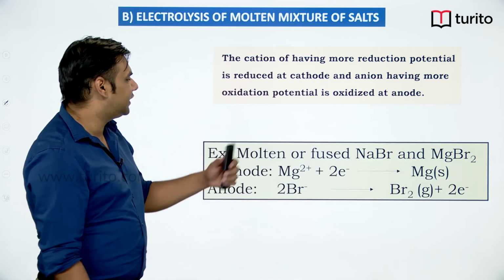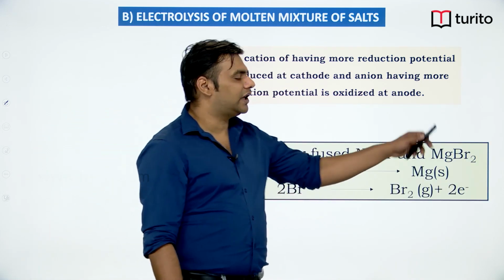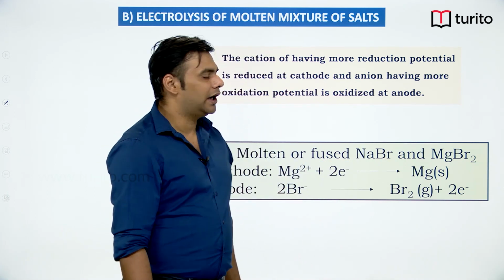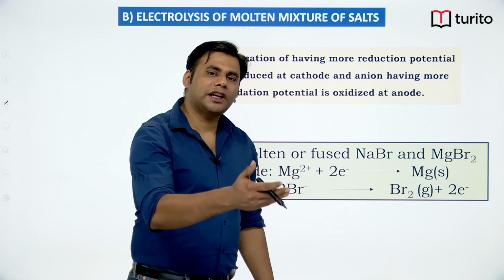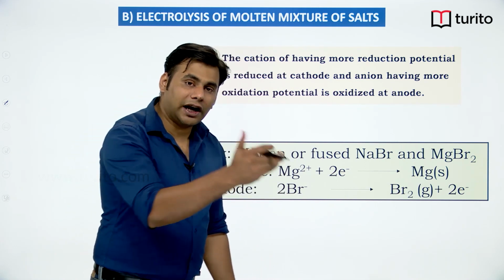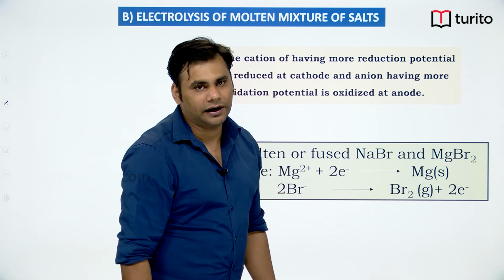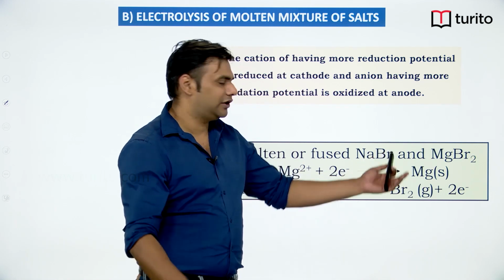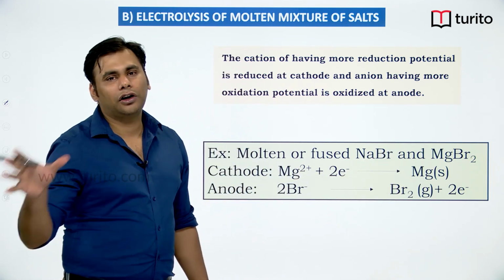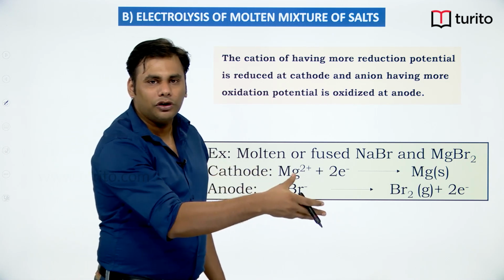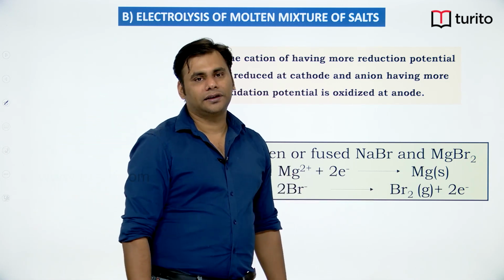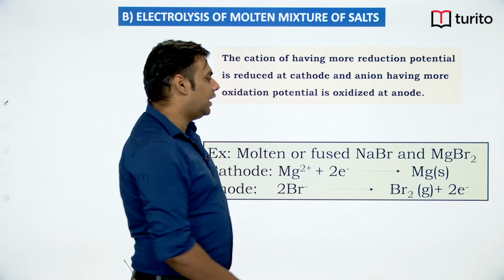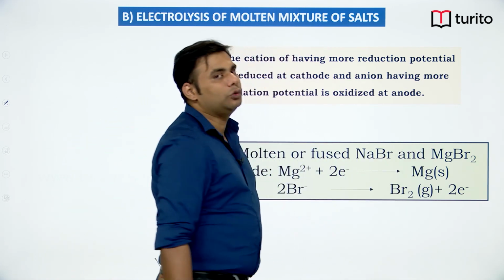Let us take the example of molten or fused NaBr and MgBr2. NaBr would break into Na+ and Br-. MgBr2 would break into Mg2+ and Br-. So the anion is common, so there is no issue about the anion. Only one kind of anion is present, so that would migrate towards the anode and undergo oxidation to form bromine gas. Now if you look at the cations, there are two types, Na+ and Mg2+.